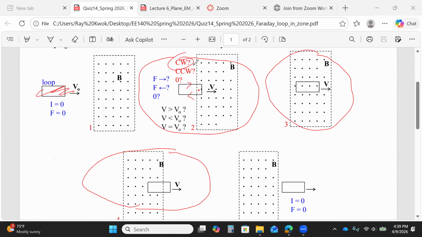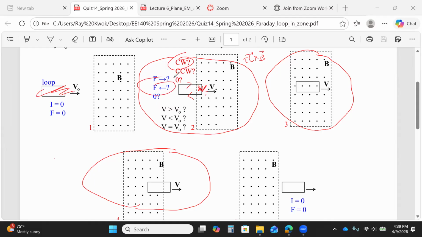Right? Lenz's law. So is there a force here? Yes, there's a force, because if the current is here, IL cross B, the current is coming down, the magnetic field is, sorry, out of the page. The force is to the left.